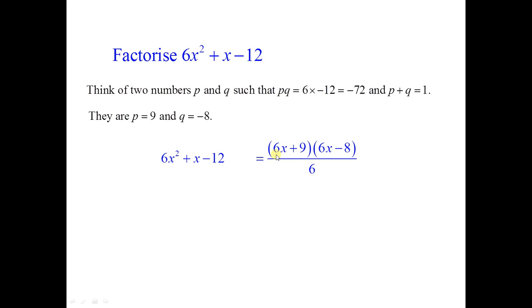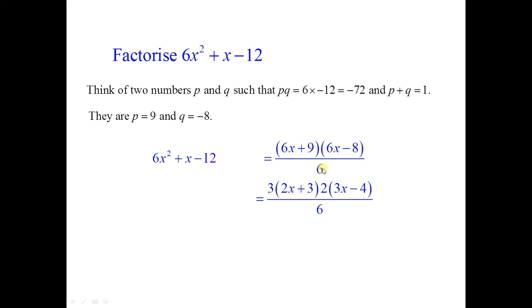The brackets at the top both begin with 6x. That 6 comes from here, the coefficient of x squared. 6x, 6x, divide by 6. And the two numbers 9 and minus 8, put them into the brackets at the top. Now in this case I can factorize the first bracket and the second bracket. I can take out a factor of 3 from the first bracket and a 2 from the second bracket. Now 3 times 2 is 6. That cancels nicely with the 6 on the bottom, leaving me with the answer.